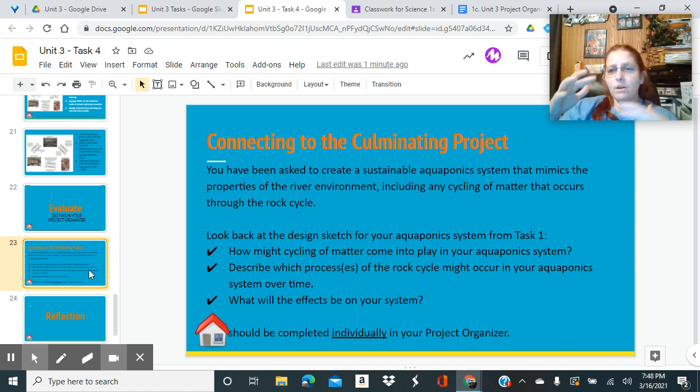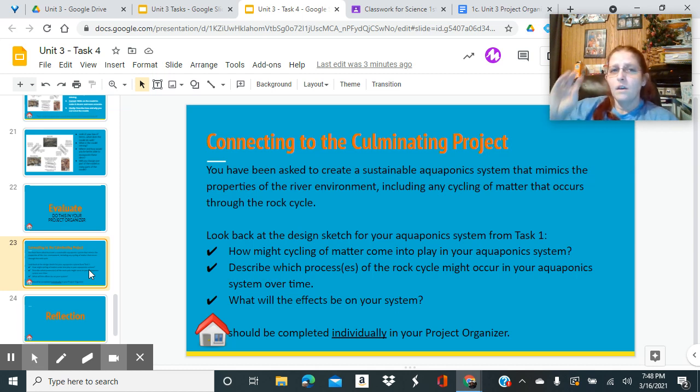Okay, so think about we're using water and we're using some small rocks. What's going to happen to that rock bed if we have this aquaponic system forever and ever? Are we going to have to change those rocks out because of what's the term that we're going to use? That's what I want you to think about today. What will those effects be? How will that affect your aquaponic system?